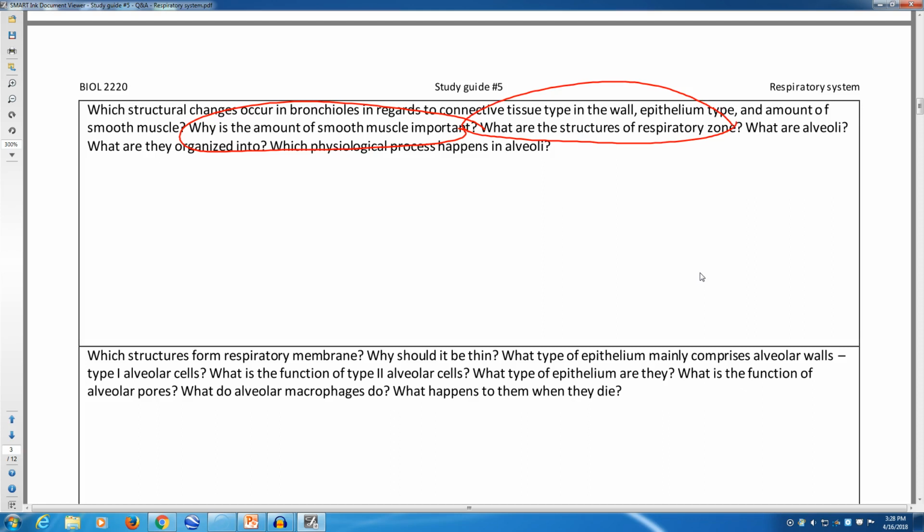Structures of the respiratory zone. Be able to identify on the picture terminal and respiratory bronchioles, alveolar duct, alveolar sac, and individual alveoli. In alveoli, there is external respiration, gas exchange. Respiratory membrane. What forms it? The membrane of the endothelial cell in the pulmonary capillary, the basement membrane, and the membrane of the type 1 alveolar cell. Let me draw it for you just to remind you.